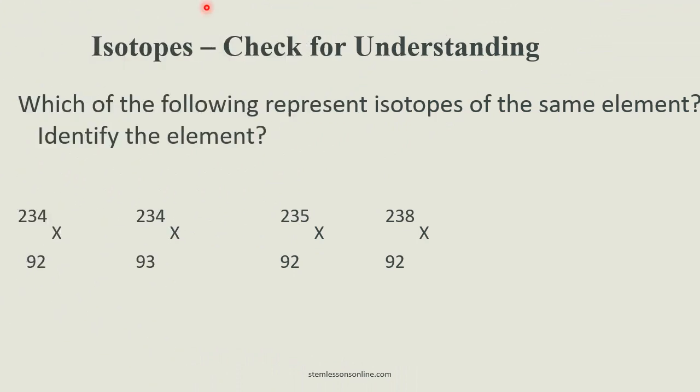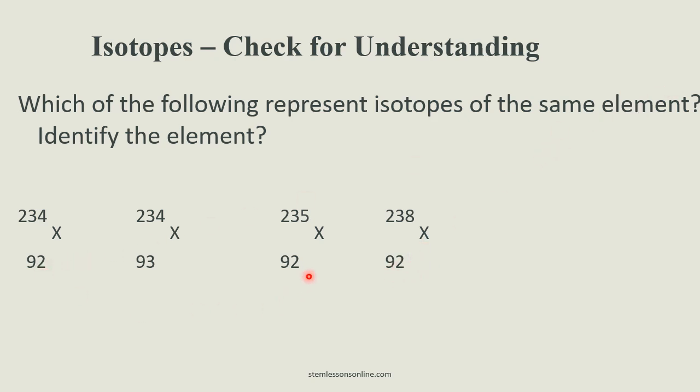This is a question to check your understanding. Which of the following represent isotopes of the same element? Identify the element. How can you answer this question? Isotopes of the same element. So we learned that for the same element, the atomic number will be same. And also the atomic number is the smallest number among these two numbers. So let's check. This is 92, this is 93, this is 92 and 92. For the same element, the atomic number should be the same.